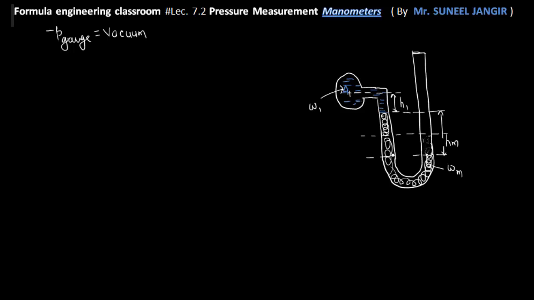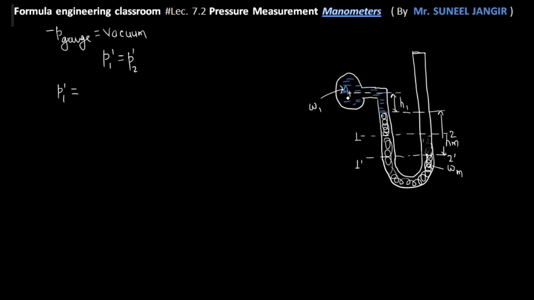So I'm considering a level here. Initially, when the manometer is not connected to some device, the level was here. And after the connection, the level is here. Let me call these 1 dash and 2 dash. Now again, from the hydrostatic law, we can say that P1 dash will be equal to P2 dash. Obviously at this level, the pressure intensity will be the same. So first we will calculate P1 dash.